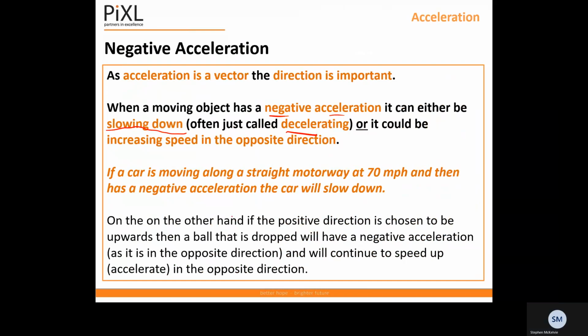But on the other hand, if the positive direction is chosen to be upwards, then a ball that is dropped will have a negative acceleration. So if we're saying that this is upwards, and I have a ball and it's dropped, it will accelerate at minus 10 meters per second squared. It will be accelerating in the opposite direction as up. It's arbitrary. Here's an example of a question.